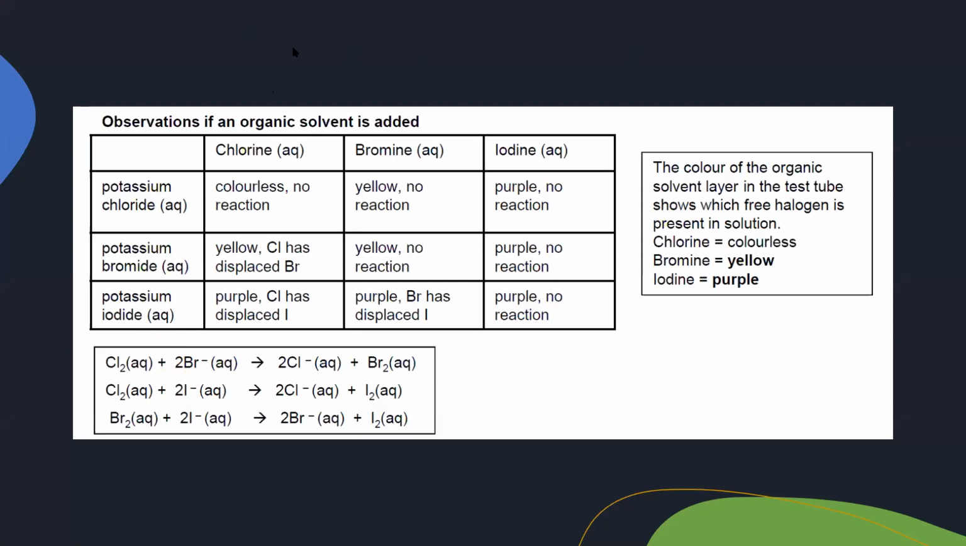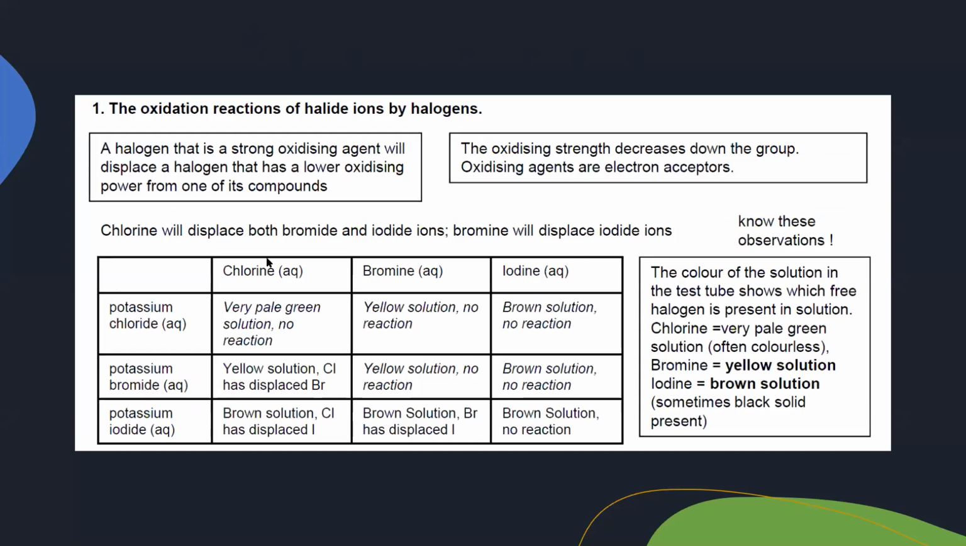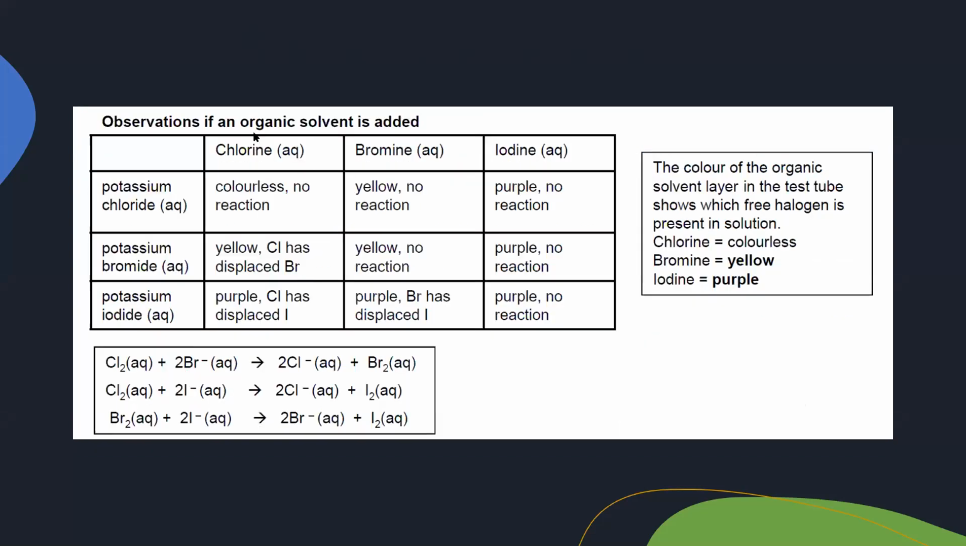The first one is in aqueous solution, like dissolved. This one shows the observation if an organic solvent is added. Organic solvent means something like hexane, inside which you are carrying out this reaction. The color of bromine is yellow, but for iodine the solution will be purple, and chlorine will be colorless. Is it clear to everyone? These are the reactions of halogens in aqueous and in organic solvents. Any doubt?